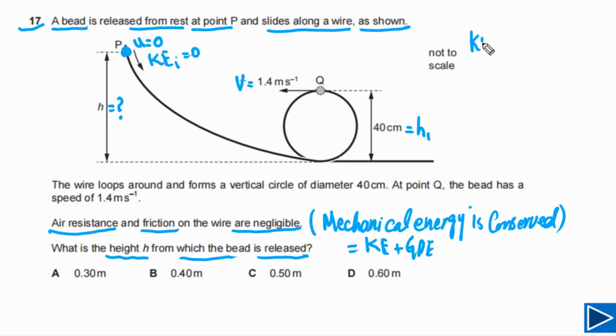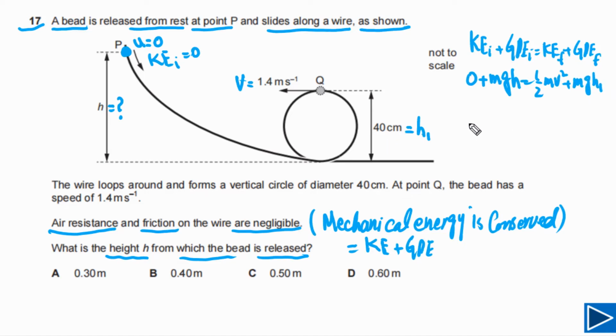So we will say kinetic energy initial plus GPE initial has to be equal to kinetic energy final plus GPE final. Kinetic energy initial is equal to 0. Imagine that the mass of this bead is m. So the initial GPE is mgh. Kinetic energy final will be equal to 1/2 mv squared, plus mgh1, where h1 is this height.